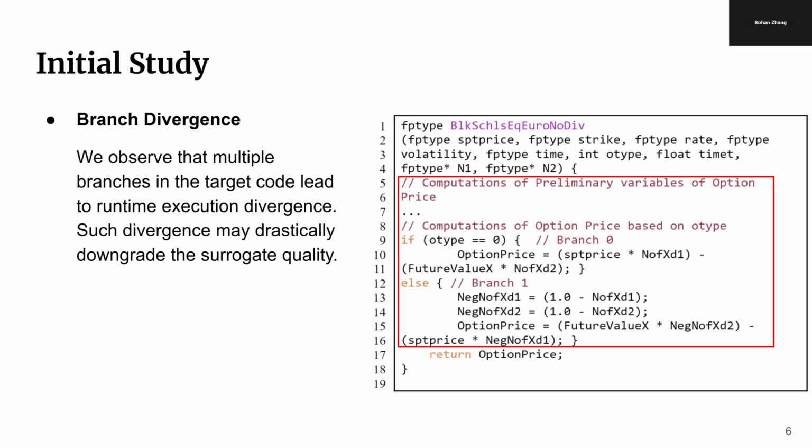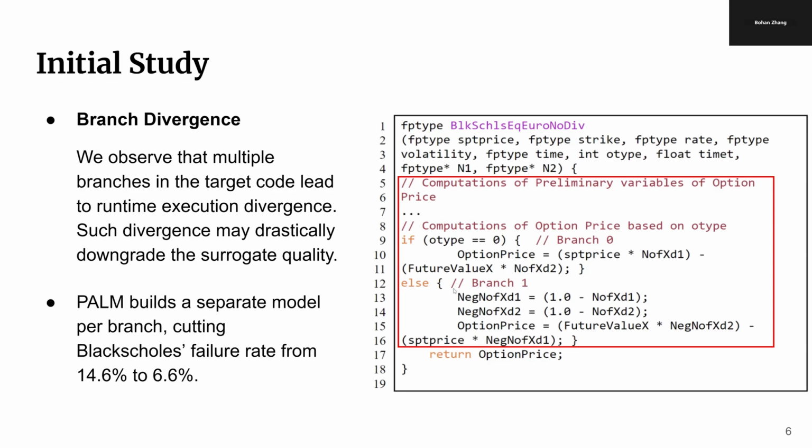Exactly how failure rates come from here. And this isn't a corner case. 4 of our 11 benchmarks have it. PALM fixes it by recognizing the branches and building a separate model for each of them. For Black-Scholes alone, that cut the failure rate from 40.6% to 6.6%. That's the first problem. The second one is more subtle.